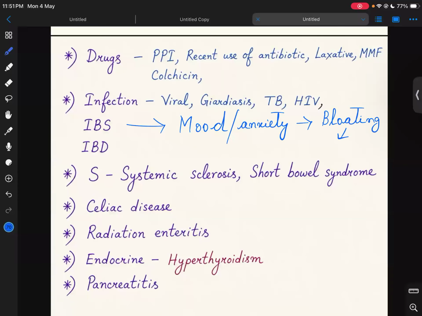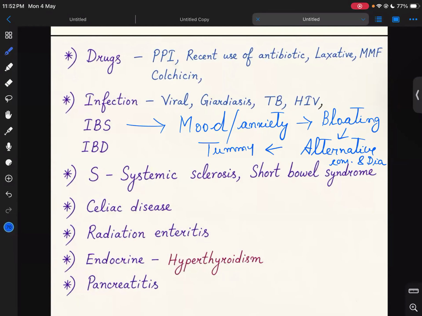Then the patient will have loose motion, but in between loose motion, he will have constipation. So we have to ask this question: in between loose motion, do we have any constipation? It is called alternating constipation and diarrhea. And the final point is, do you have any tummy pain?